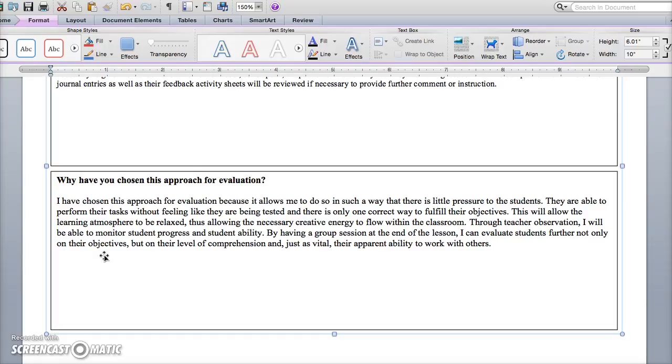Through teacher observation, I will be able to monitor student progress and student ability. By having a group session at the end of the lesson, I can evaluate students further not only on their objectives, but on their level of comprehension and, just as vital, their apparent ability to work with others.